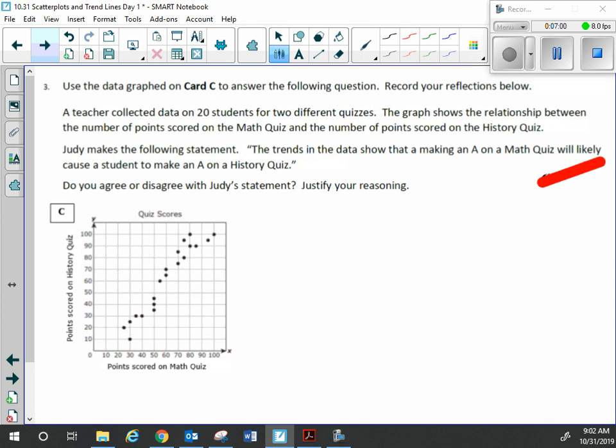Use the data graph on card C, so the math quiz versus the history quiz, all right? Record your reflections below. A teacher collected data on 20 students for 2 different quizzes. The graph shows the relationship between the number of points scored on the math quiz and the number of points scored on the history quiz. Judy makes the following statement. The trends in the data show that making an A on the math quiz will likely cause the student to make an A on the history quiz. Do you agree or disagree with Judy's statement?